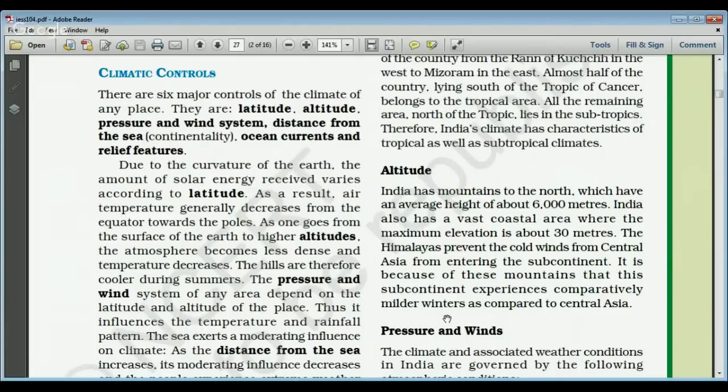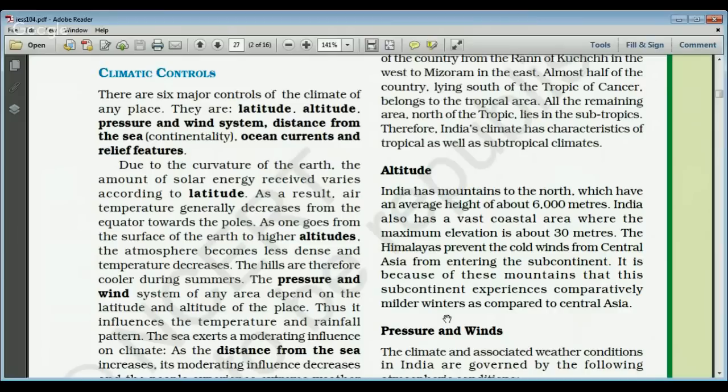And then air temperature generally decreases from the equator towards the pole, because at the equator the sunlight will fall directly at a 90-degree angle. But as we move from the equator towards the pole, the sun rays will be slanting, and that is why, because of the angle, the slanting sun rays will be towards the pole.